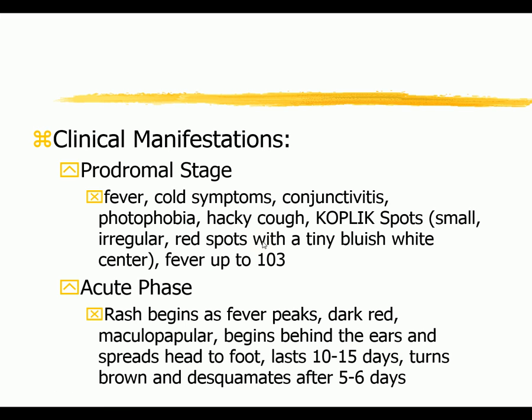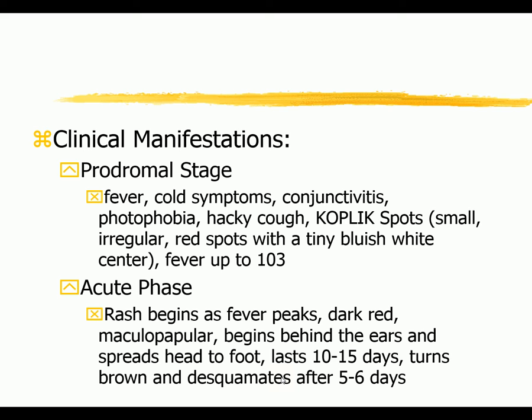The acute phase, the rash then begins as the fever begins to peak, and it's a very dark red maculopapular rash. What is very unique about the rash is that it begins behind the ears and then spreads head to toe. So a rash that begins behind the ears, head to toe, red measles should be popping in your brain. Now it does last for a while, 10 to 15 days, and then it turns brown to desquamation, which means peels off, sloughs off, after about 5 to 6 days.